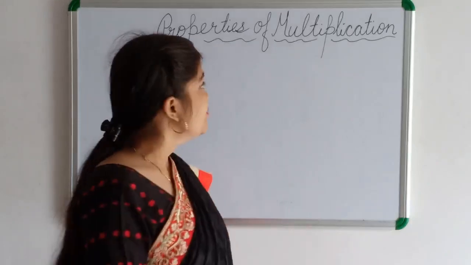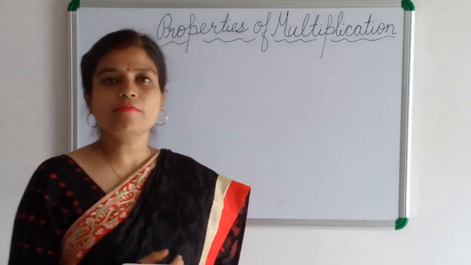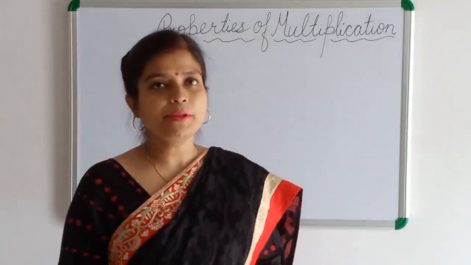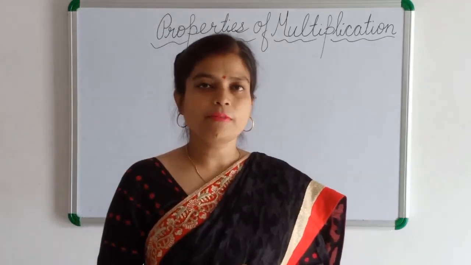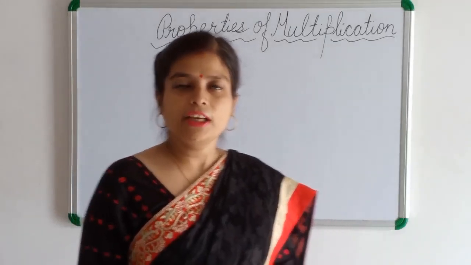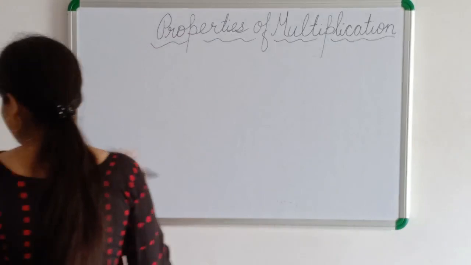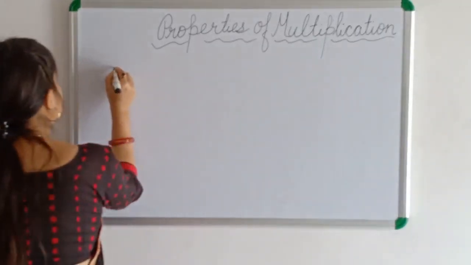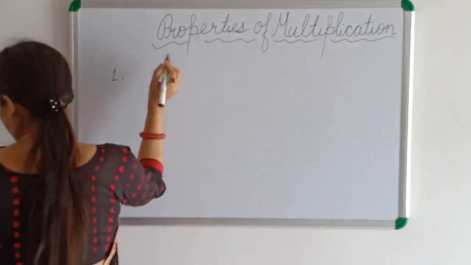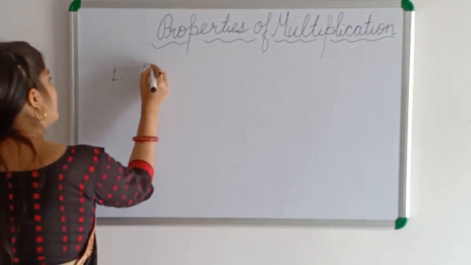Multiplication. Today we will discuss some properties of multiplication which will help you to solve a problem easily. It will help you in solving some problems. First property is multiplication by 0.